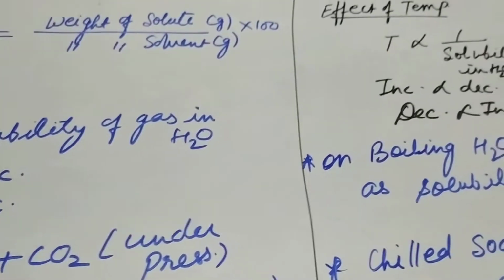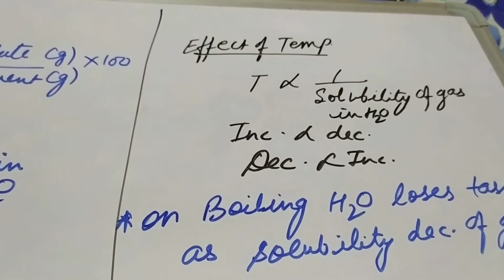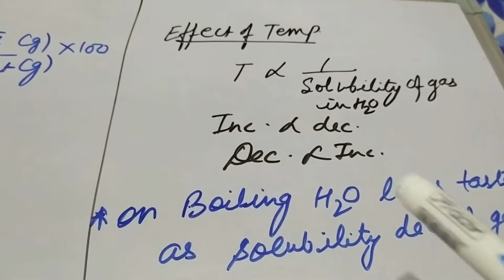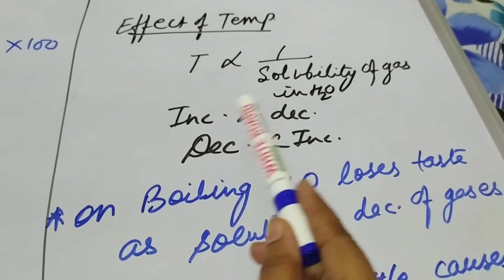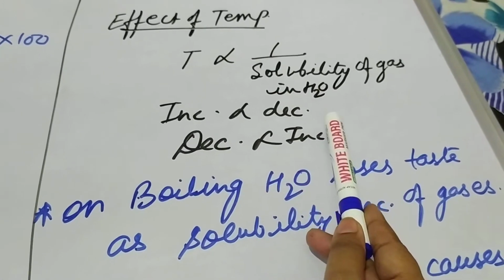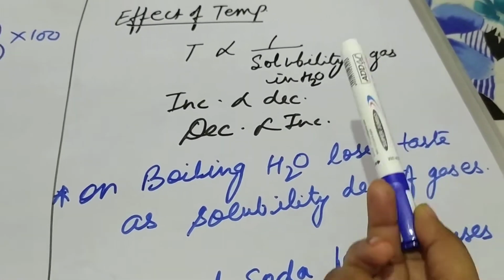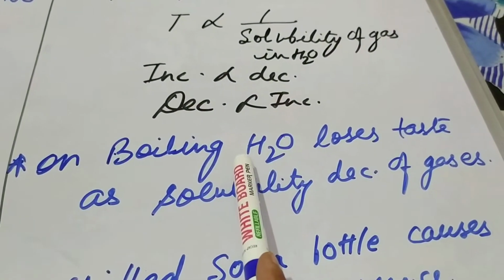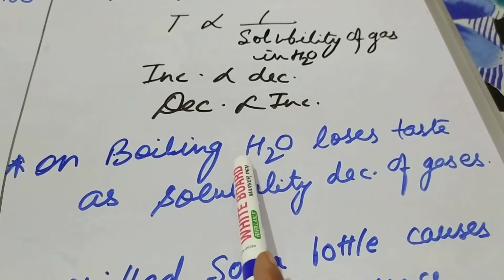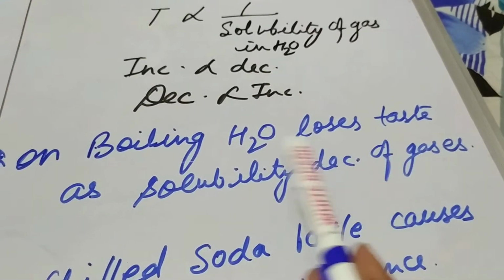The next factor on which solubility depends is temperature. Temperature is inversely proportional to the solubility of gas in water. If you increase the temperature, solubility will decrease, and if you decrease the temperature, solubility of gas will increase in water. For example, boiling of water. If in daily life you drink boiled water, then you will see that the water is tasteless. It has no taste in it.